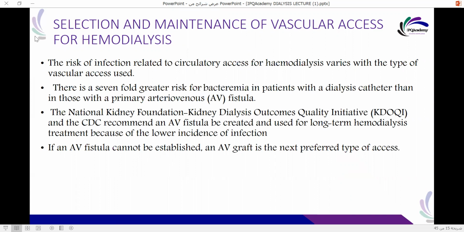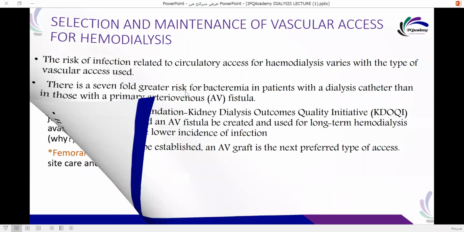The risk of infection related to the circulatory access for hemodialysis varies with the type of vascular access used. There is a 7-fold greater risk for bacteremia in patients with a dialysis catheter than those with an AV fistula. So the risk of infection with a catheter is much higher, by 7-fold.